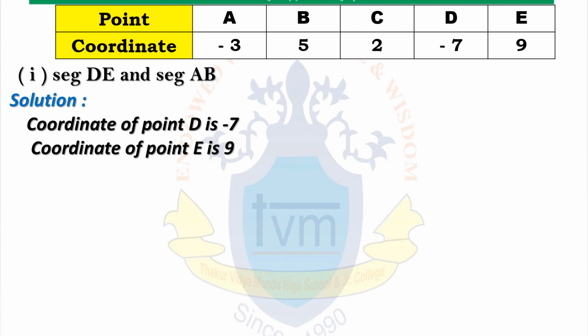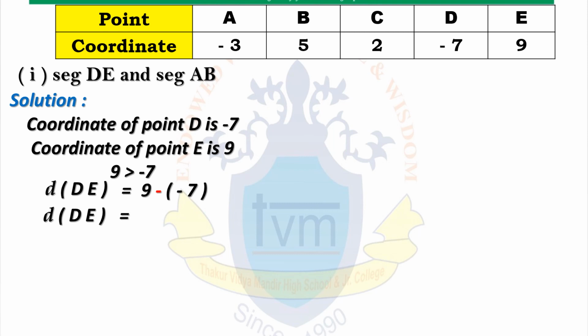Now we will find the distance between points D and E. So we will use a formula: the distance between any two points is equal to the greater coordinate minus the smaller coordinate. Which coordinate is greater among minus 7 and 9? 9 is greater than minus 7. So here the greater coordinate is 9 and the smaller coordinate is minus 7. Therefore distance DE equals greater coordinate minus smaller coordinate. So the greater coordinate is 9 minus minus 7. Now minus into minus is plus, so it will be 9 plus 7. So distance DE equals 16.